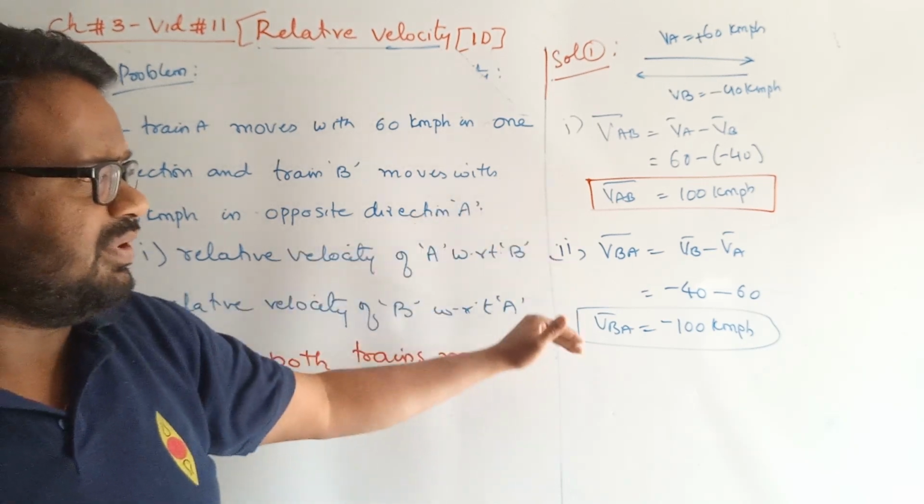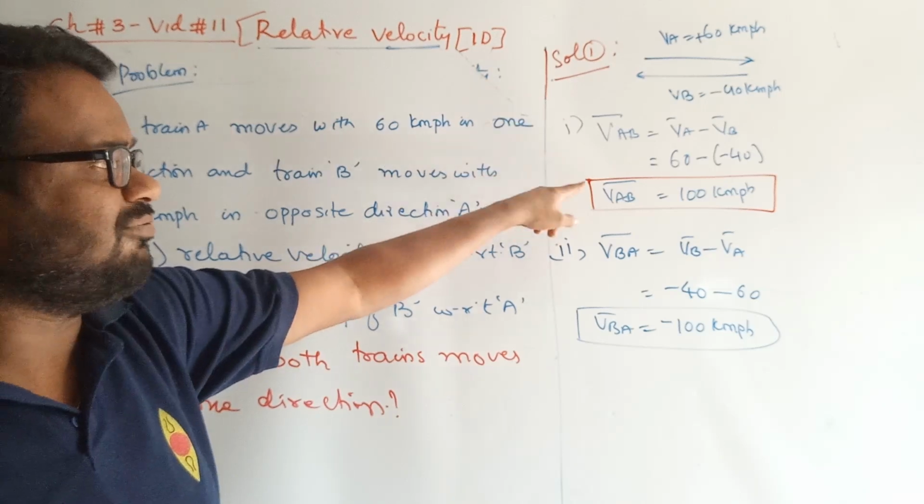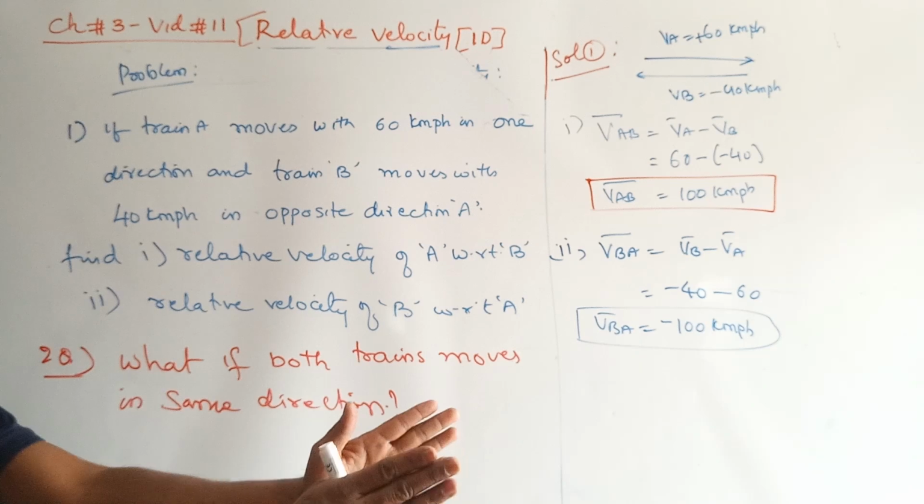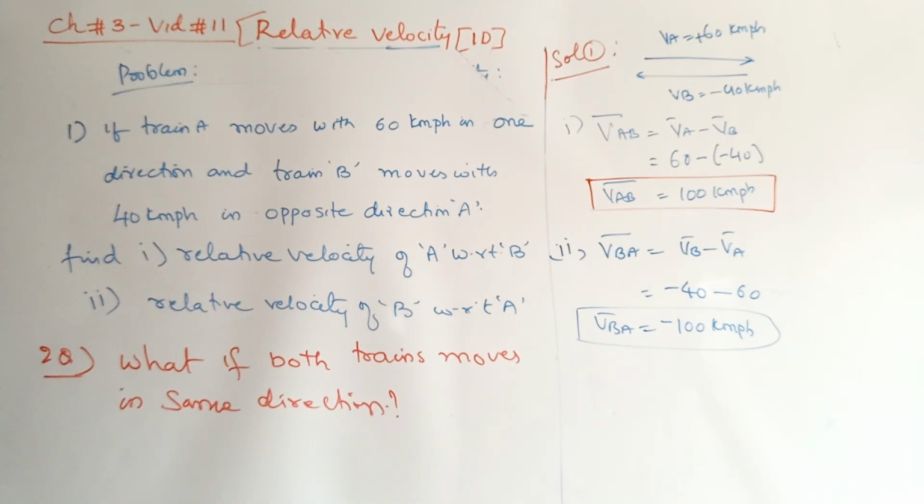Person in train A is going at 60. He finds that the person in train B is going at 100. But in fact, at what speed is the person in train B going? The person in train B is actually going at a speed of 40, which is 20 less than his speed. But still the person in train A finds that the other person is going at a higher speed than his own. Actually, the person in train B is going at lesser speed than train A, but he feels that the other person is going at 100 speed.